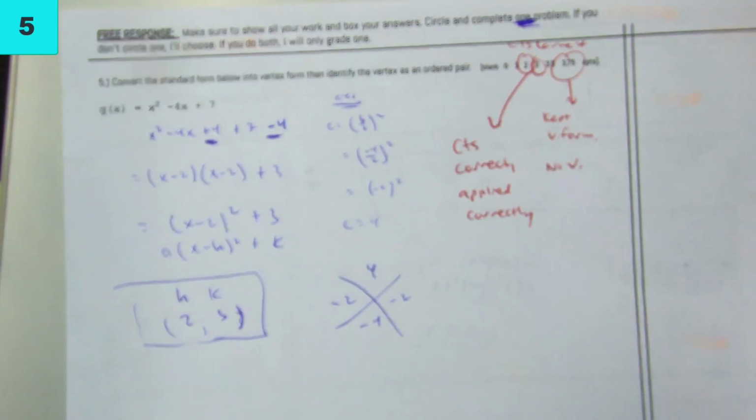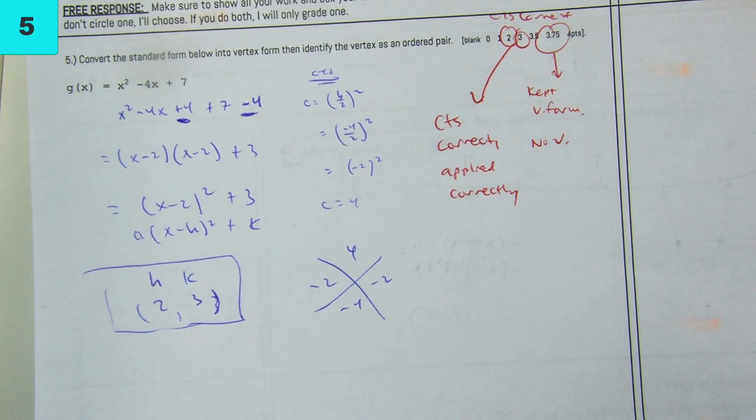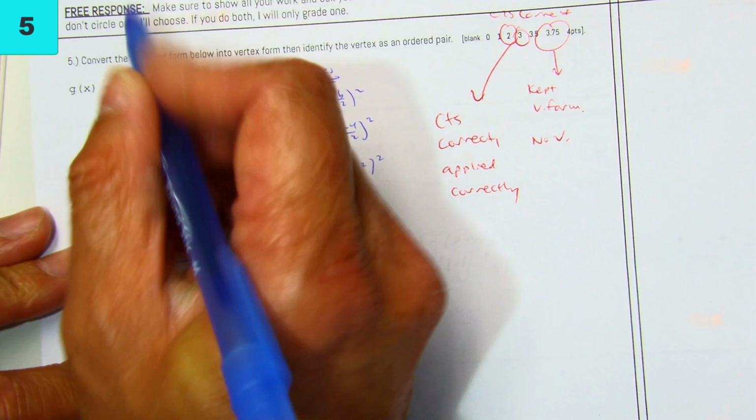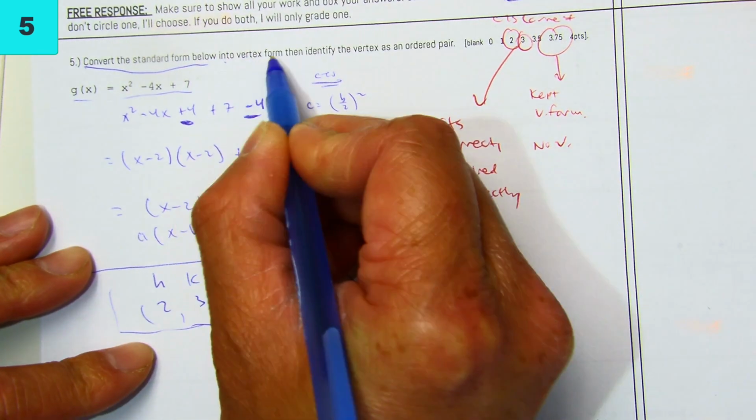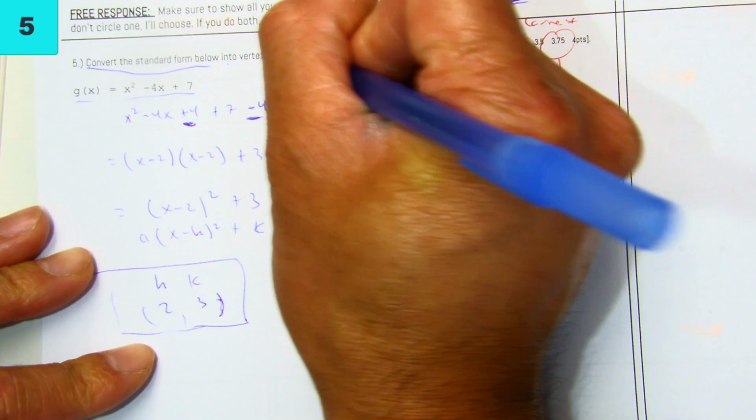Number 5. Convert the standard form, so I know it's in standard form because there's no parentheses, into vertex form, which means this one you should know that you should be using CTS.